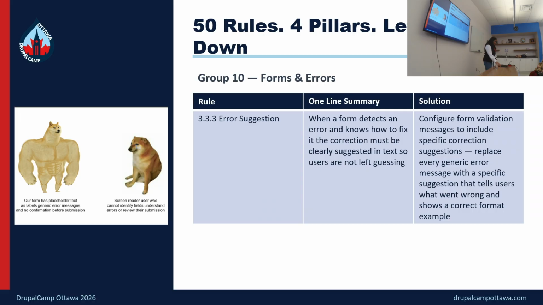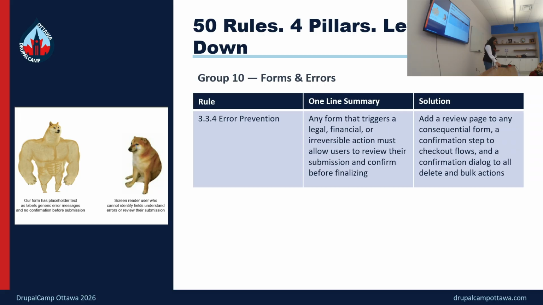And let's move on to the next one, that is 3.3.4, error prevention. Any form that triggers legal or financial issues must allow users to review their submission before finalizing it. So the solution for that is to add a preview page to any consequential form, like, are you sure about this? And if they're okay, they'll just click okay, and the form must be submitted after that. Like, it's creating a check flow.